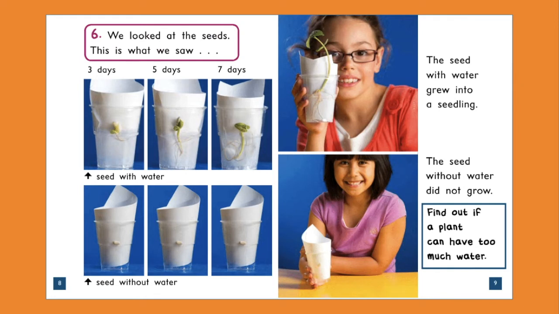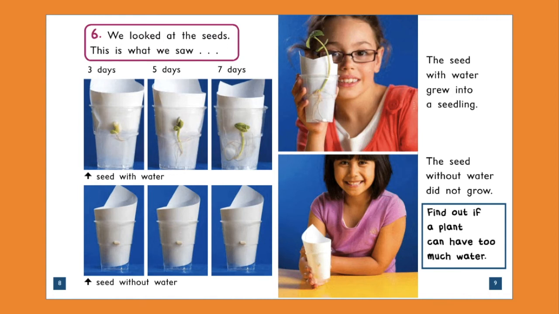Wow, there's a lot of photographs on these pages. I'm going to read step 6 first and then figure out what all of these photos mean. 6. We looked at the seeds. This is what we saw. 3 days, 5 days, 7 days. Seed with water. Seed without water. I noticed that above the photos it says 3 days, 5 days, and 7 days.